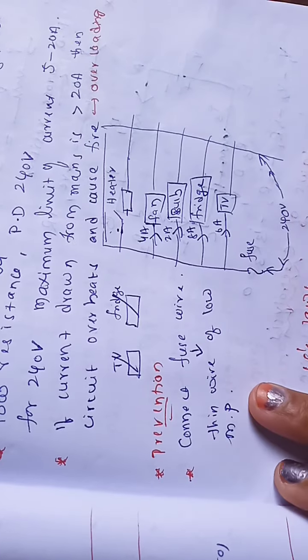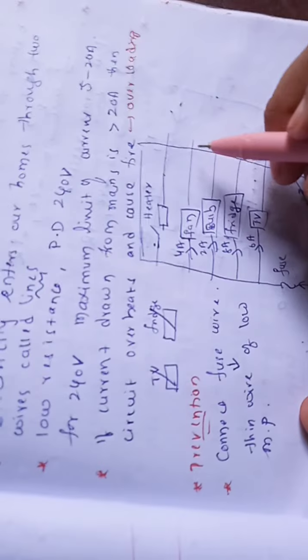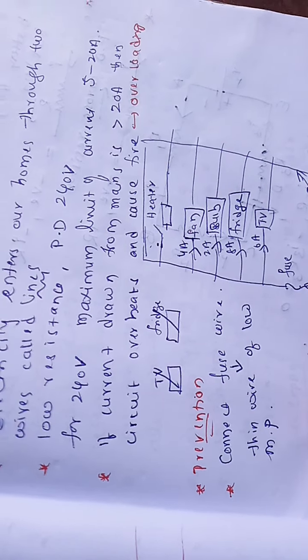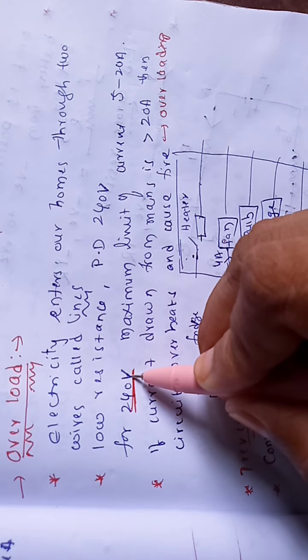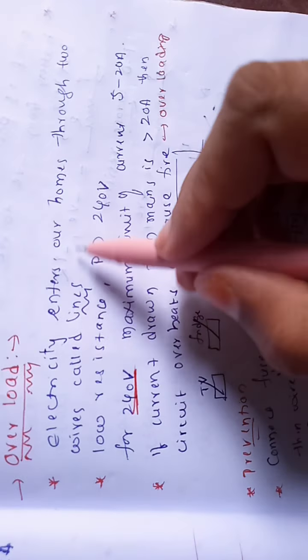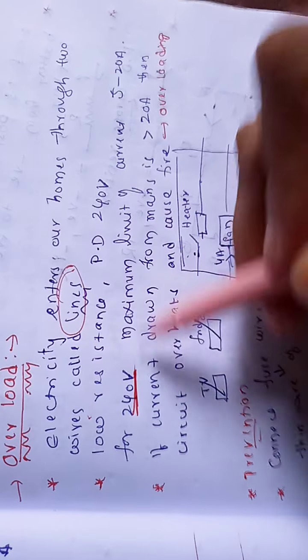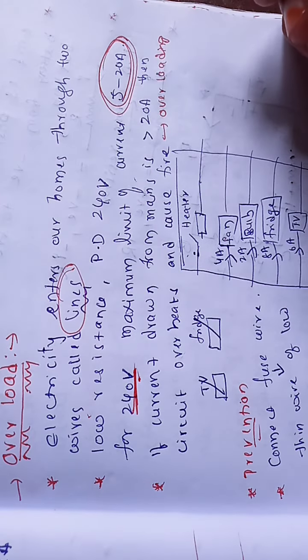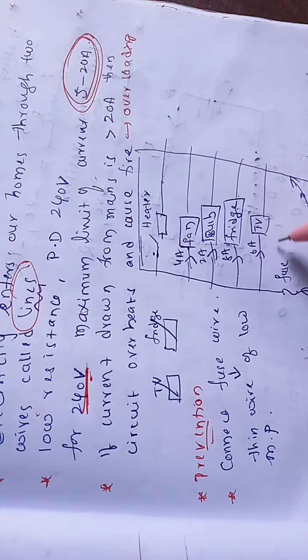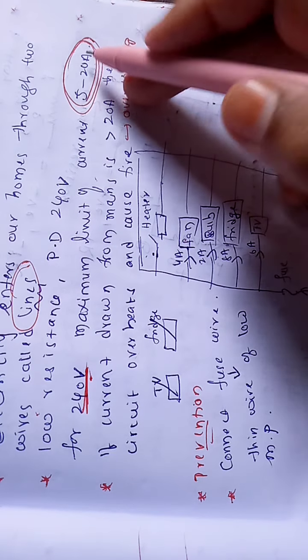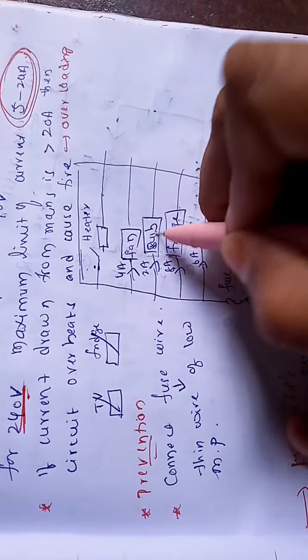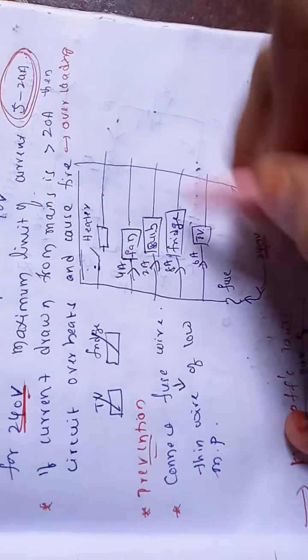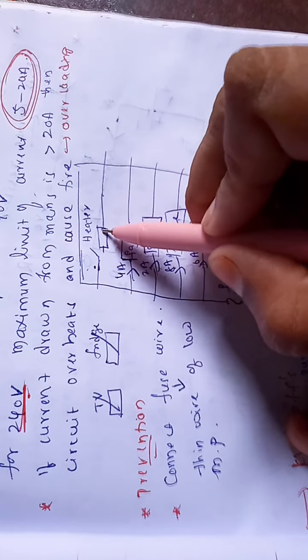Now next let us move to overloading. Overloading, in a simple way I will say, in our home there are TV, fridge, bulb, fan. Generally to our homes 240 volts will be transferred. So electricity enters our home through two wires, we call them lines, and 240 voltage will be supplied. For 240 voltage, the maximum current limit is 5 to 20 amperes. Here, TV takes 6 amp, fridge 8 amp, bulb 2 amp, fan 4 amp, that means 20 amp is taken by these electric appliances. Now extra we added a heater.